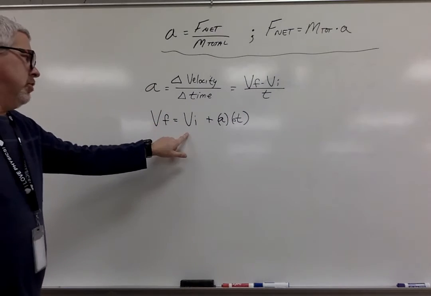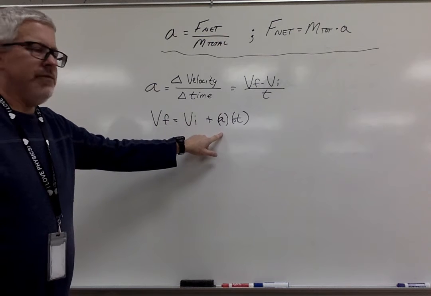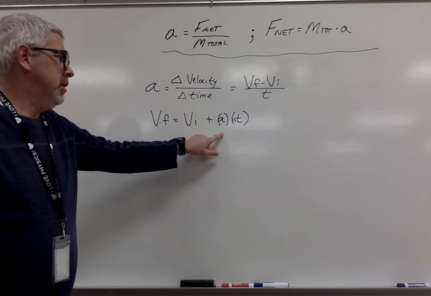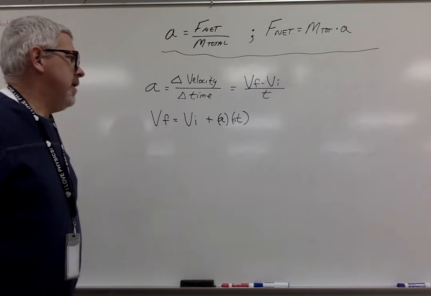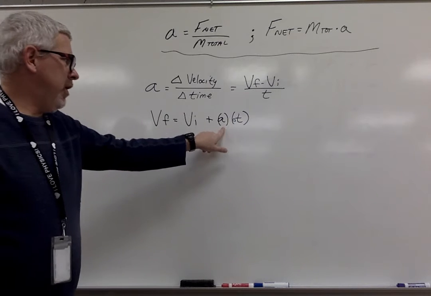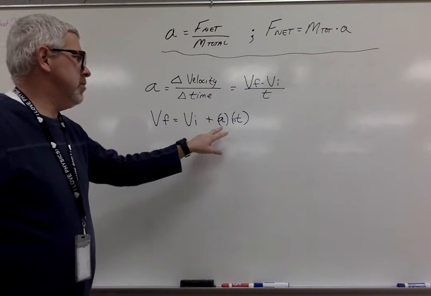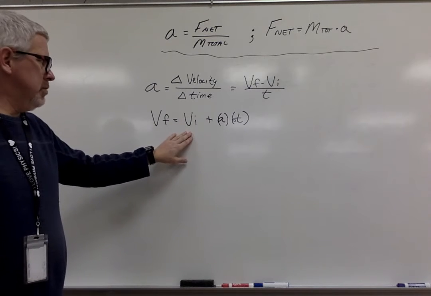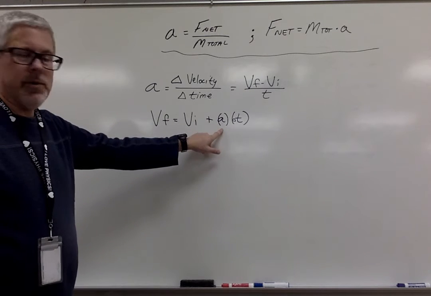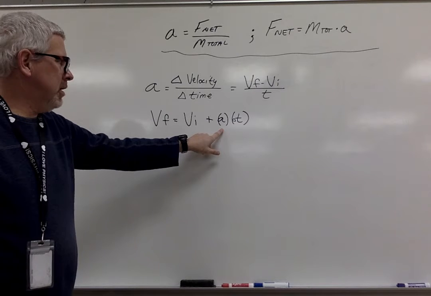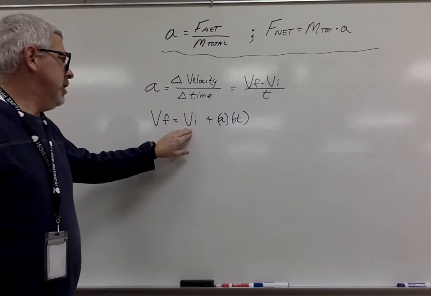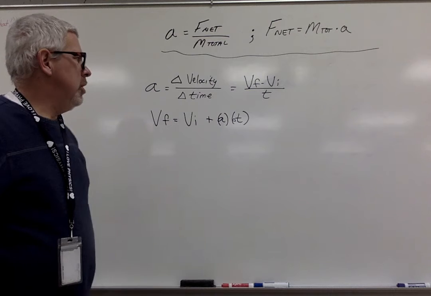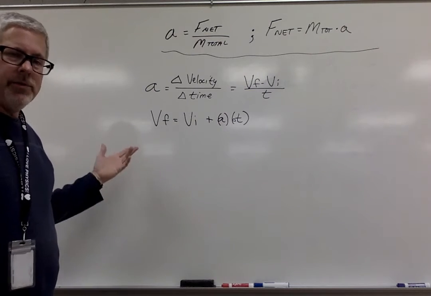So if I start at 0 meters per second and I'm accelerating at 5 meters per second for 2 seconds, that means after 1 second I'm going 5 meters per second. After 2 seconds I'm going 10 meters per second. If I already start at 3 meters per second and I'm accelerating at 5 meters per second every second, then 3 plus 5 times 2 means my final velocity would now be 13 meters per second.